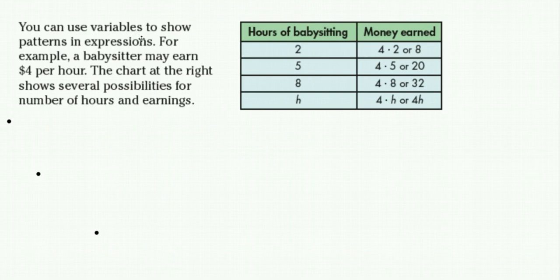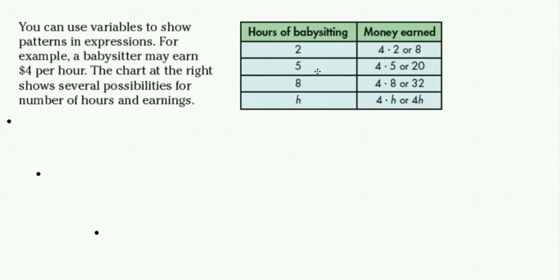You can use variables to show patterns in expressions. For example, a babysitter may earn $4 an hour. The chart at the right shows several possibilities for a number of hours and earnings. Number of hours of babysitting is 2, 5, 8, and H. The money earned at $4 an hour would be $8 for 2 hours of babysitting.